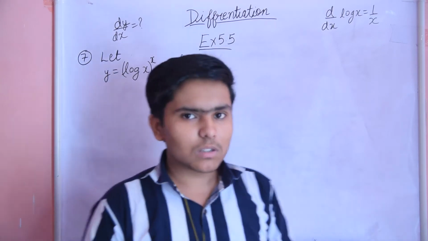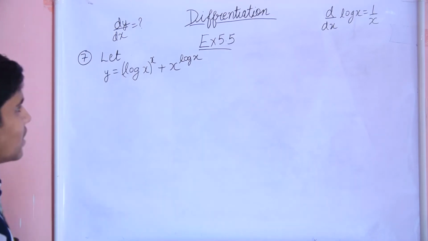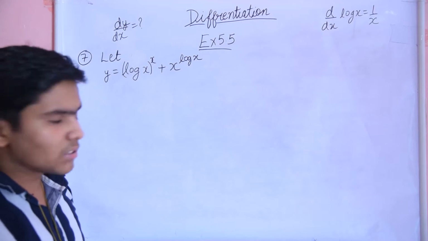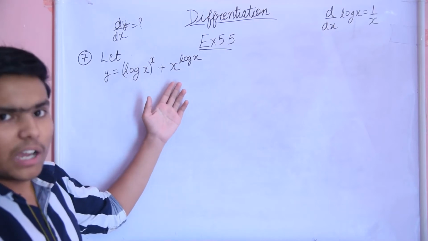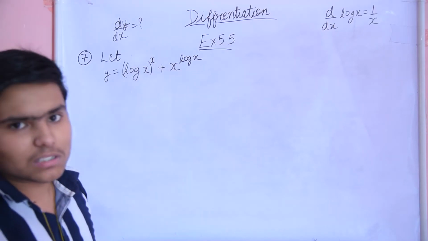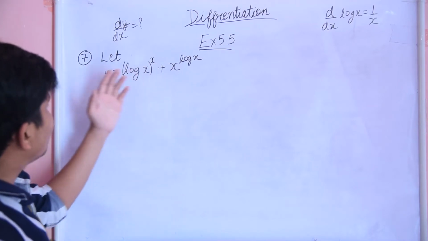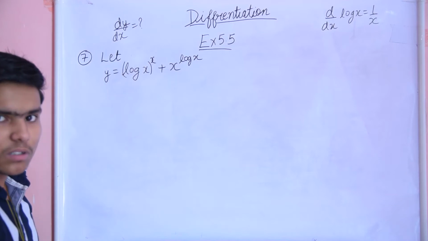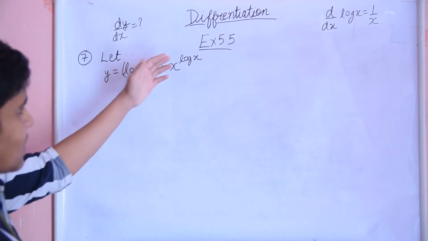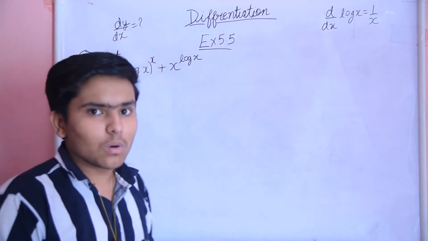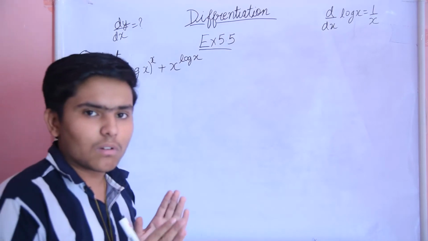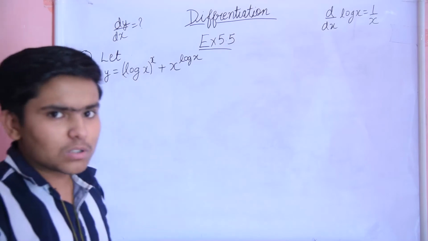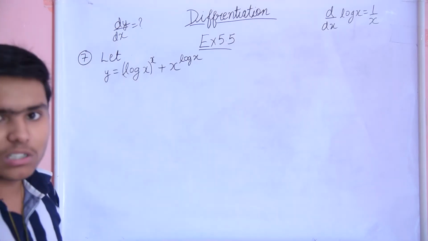So starting with question number 7, here we have y equals (log x)^x plus x^(log x), and we have to calculate the differentiation of the y function with respect to x. In this exercise we have come across all the questions involving logarithm functions. So this question can also be solved with the help of the logarithm function.